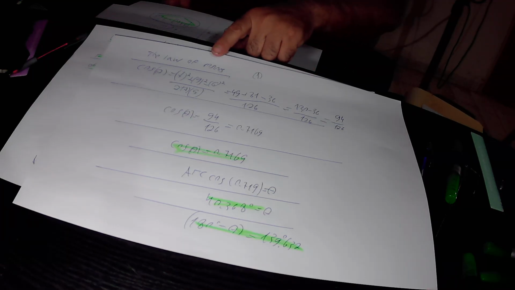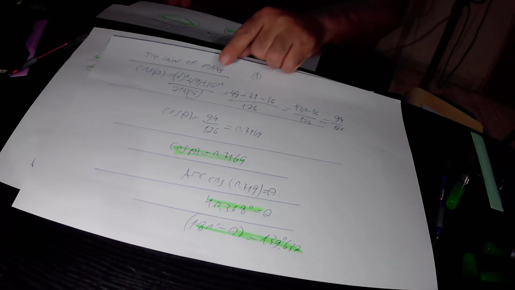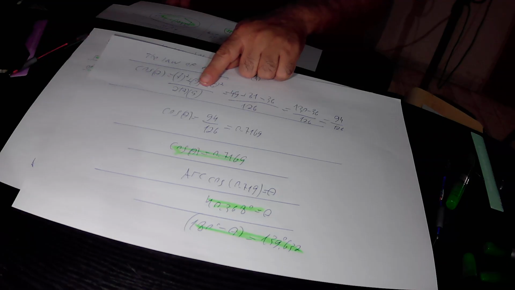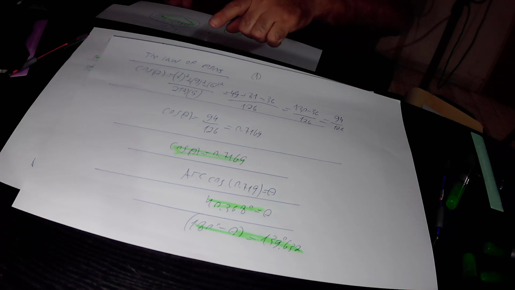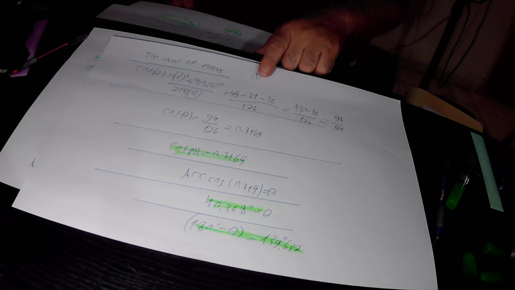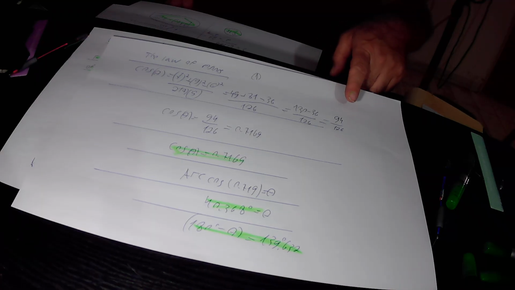7 squared is 49, plus 9 squared is 81, minus 6 squared, that is 36, over 2 times 7 times 9, which is 126. So in total, I should find that cosine theta equals 49 plus 81 minus 36 over 126. 49 plus 81 is 130, so it is 130 minus 36, which is 94, over 126.